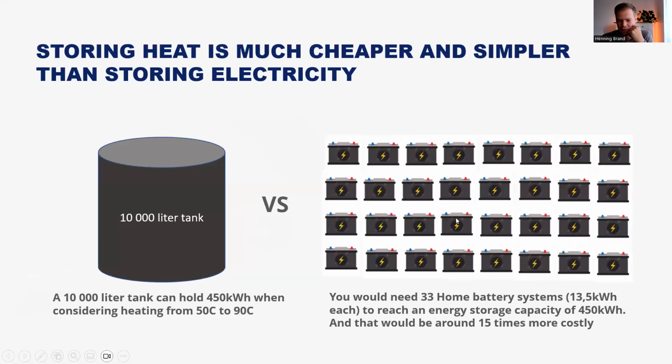The same if you were to look at a 10,000 liter tank, which is very common for us to install. 10,000 liters is a small storage tank for an industry or for a hotel. That is the same amount of energy as 33 of those power walls that I just showed you. This tank can hold 450 kilowatt hours, and buying this tank is 15 times cheaper than buying all of these batteries. So it's a very cheap way to store energy.